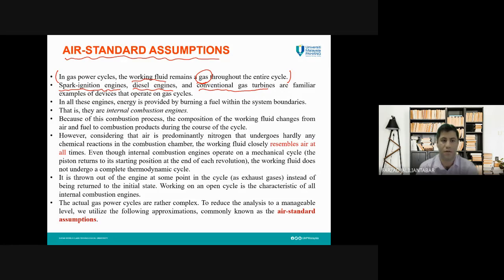We will discuss spark ignition engines. We will discuss diesel engines. I will introduce the turbines and the different cycles which we have in the turbines, the gas power cycle turbines.